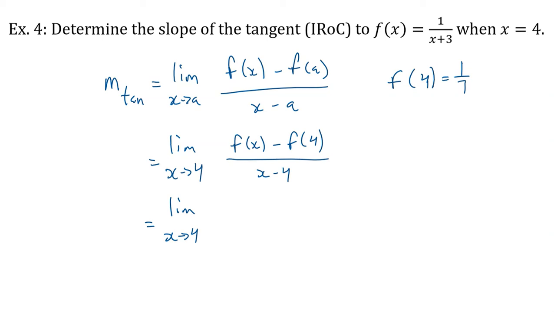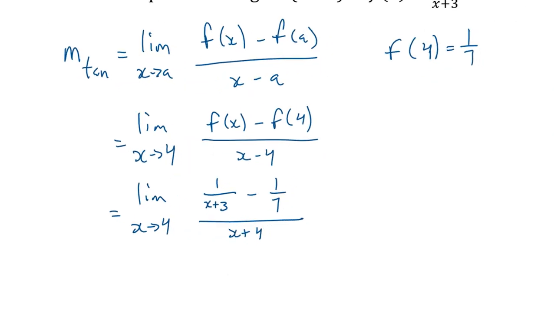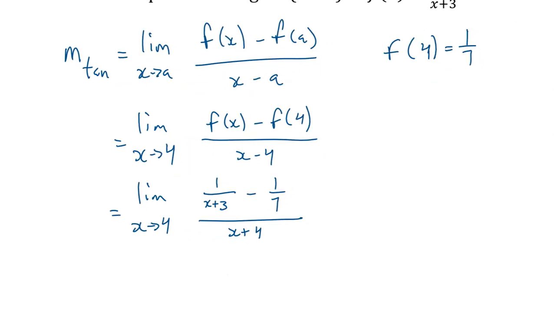This is where I sub the function in: 1 over x plus 3 minus 1 over 7, all over x minus 4. So this one looks significantly different from the last one that was a polynomial, or the last two that were polynomials. Are we okay? This is the setup. Now we need to know how to solve this one. What's our strategy?